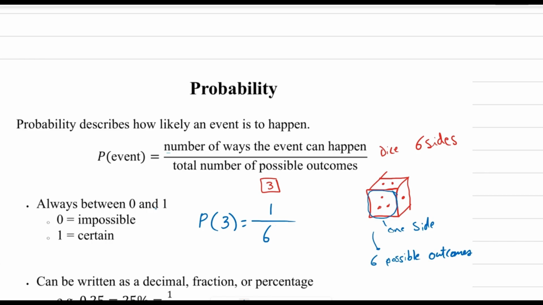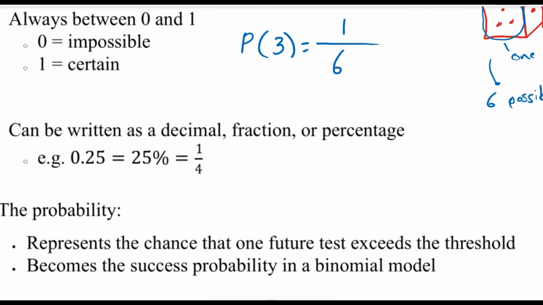And if you look here, probability is always between 0 and 1. 0 means there is no way for this to happen, and 1 means it is certain to happen. And you could write probability as a decimal, percentage, or fraction. All of these could be used. So, in other words, we can say that probability represents the chance that one future test exceeds the threshold, for example.